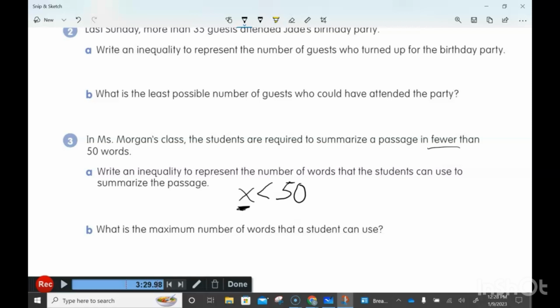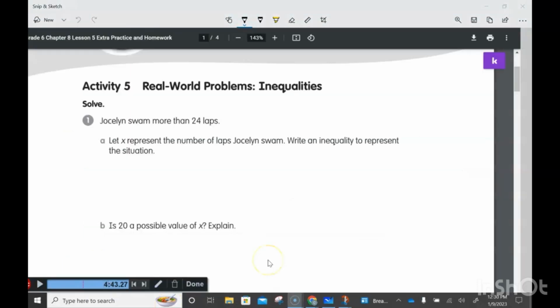Okay, so understanding this, what's the maximum number of words that a student would be able to use? It would be 49. Why 49? Because it has to be fewer than 50 words. Okay, I'm just going to have you do this one in your math journal.